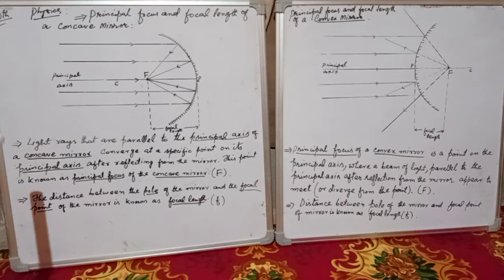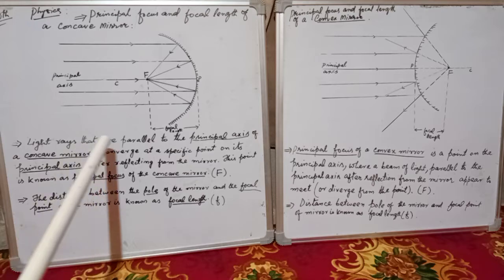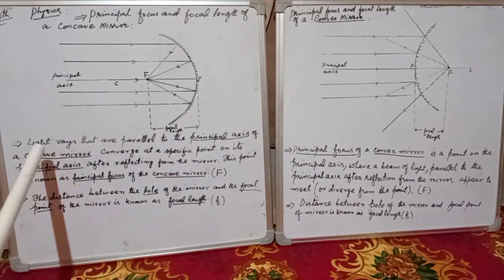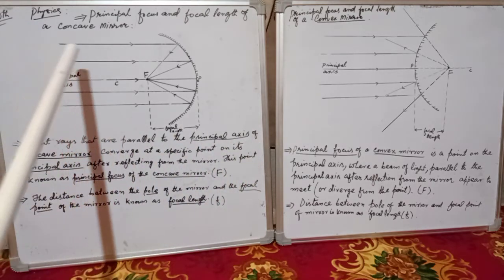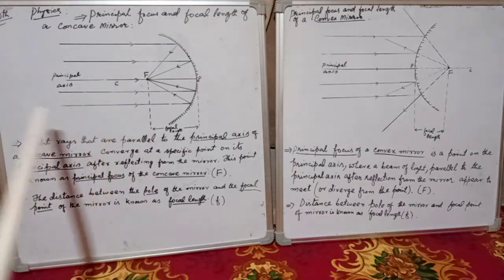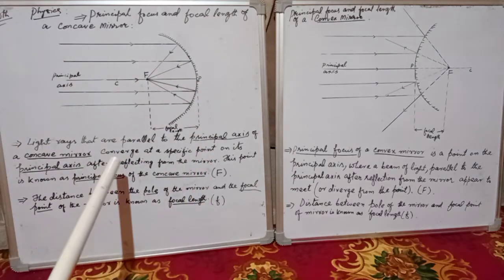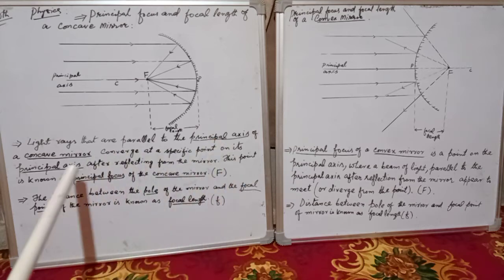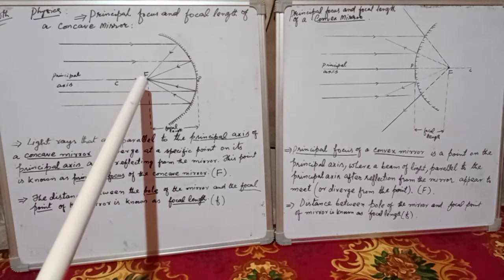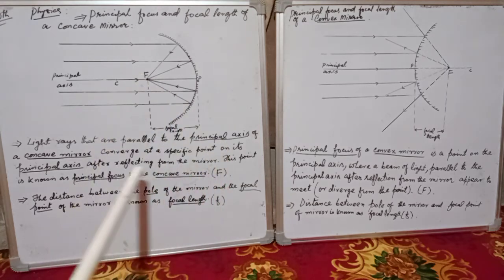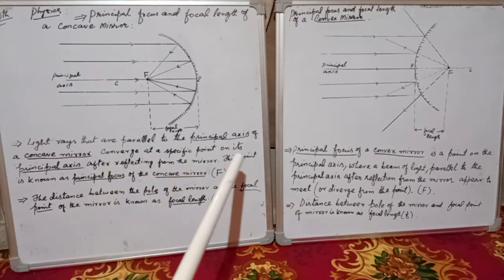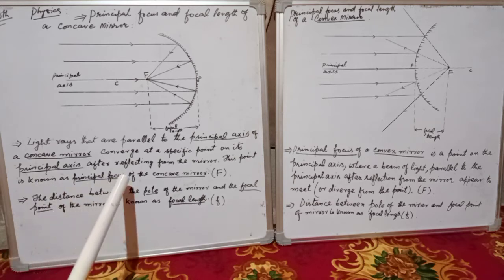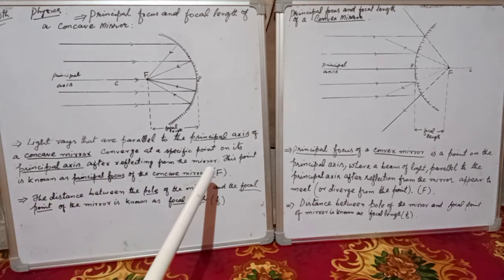So let's go to the definition. Light rays that are parallel to the principal axis of a concave mirror, here these are the light rays which are going parallel to the principal axis, converge at a specific point on its principal axis. They converge at a particular point, here point F, on the principal axis after reflecting from the mirror. This point is known as the principal focus of the concave mirror. It is represented by the capital letter F.